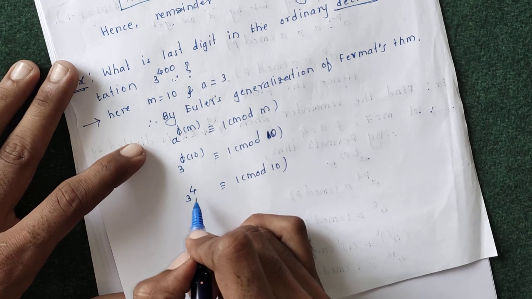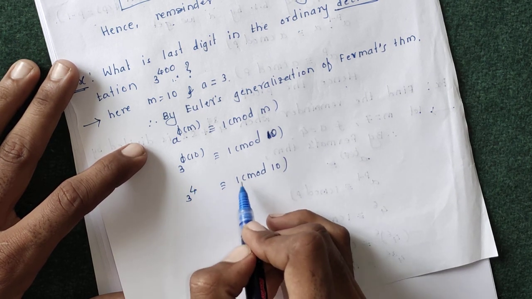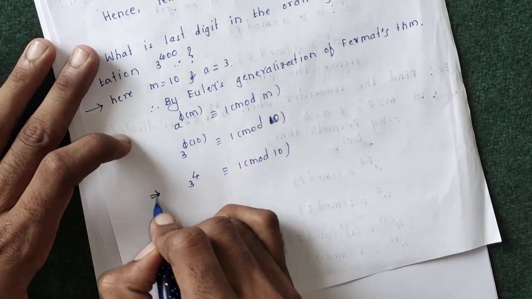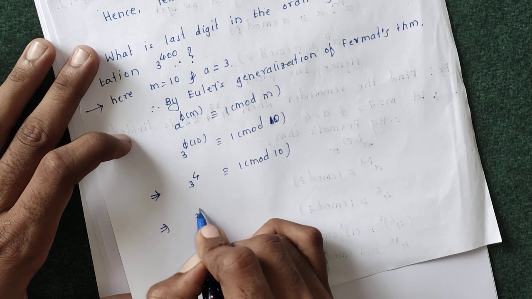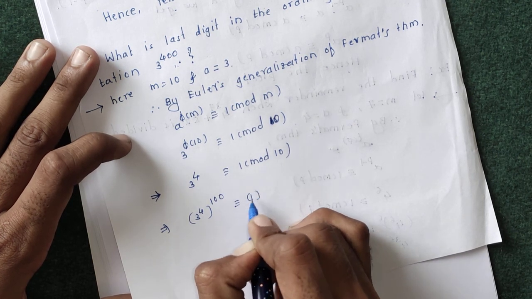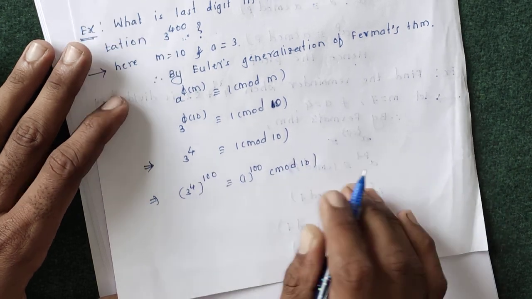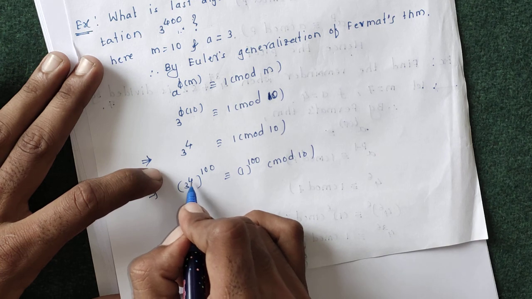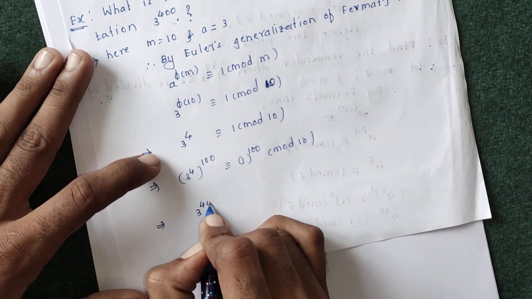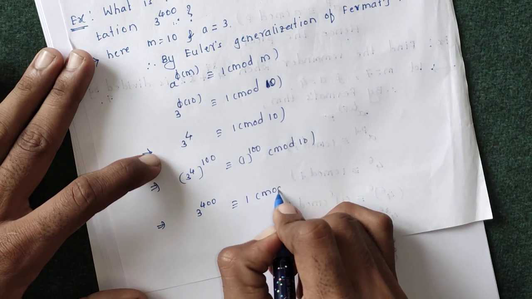Now raising the power of both sides by 100, we get 3 raised to 400 is congruent to 1 raised to 400 modulo 10. This gives us 3 raised to 4 to the power 100 is congruent to 1 to the power 100 under modulo 10. So 3 raised to 4 into 100, that is 400. This gives us 3 raised to 400 is congruent to 1 raised to 100, which is 1, modulo 10.